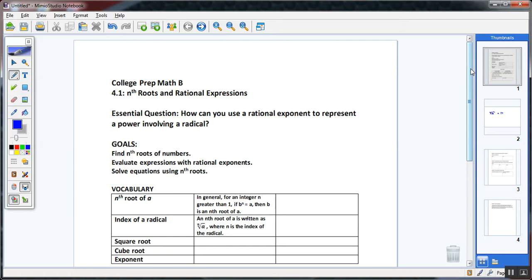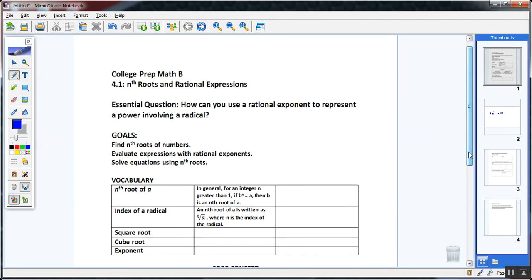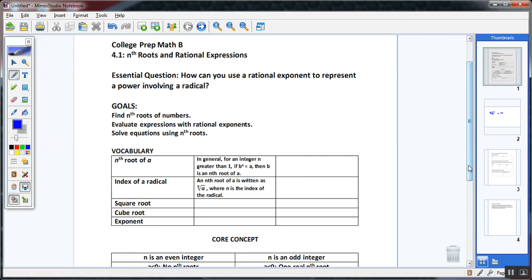Second one. How about a volunteer to read my second goal? Evaluate expressions with rational exponents. Yep, evaluate expressions with rational exponents. Thanks, Bill. And then the last thing we're going to do is solve some equations using nth roots. And I'll show you how to do this here.